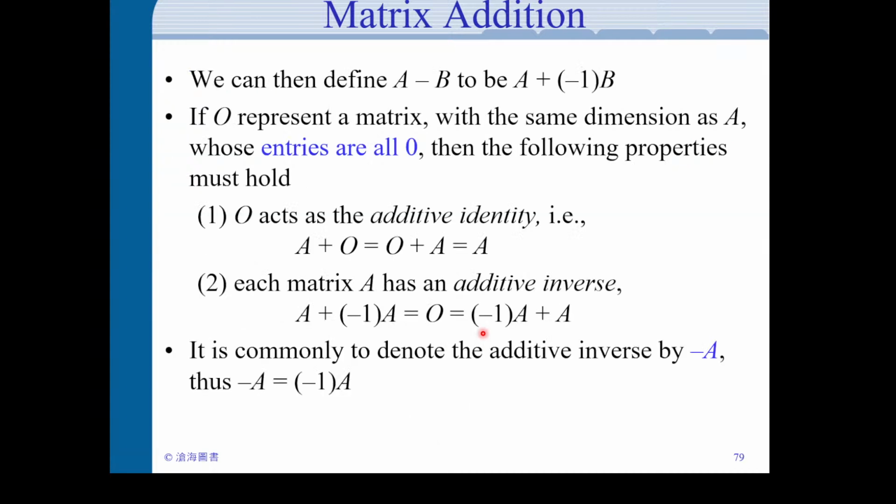And then we have the notation of matrix subtraction. It just means we're adding minus 1 times the second matrix. So A minus B is just equal to A plus minus 1 times B.